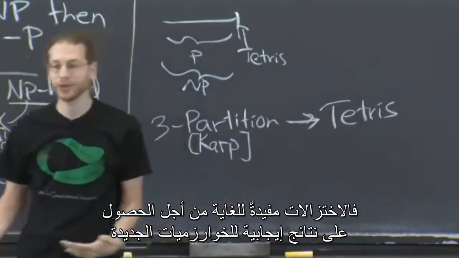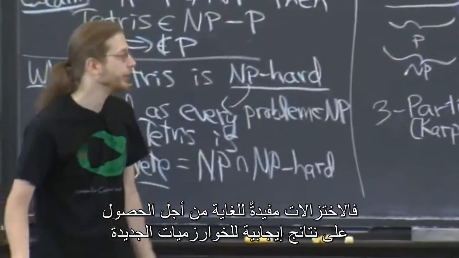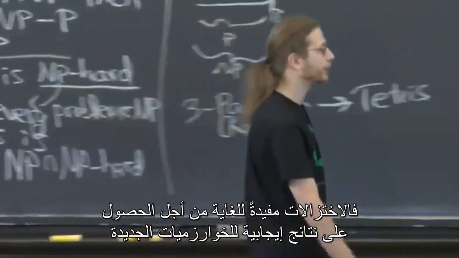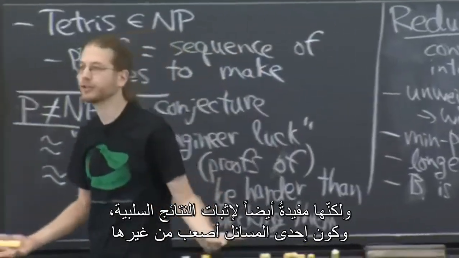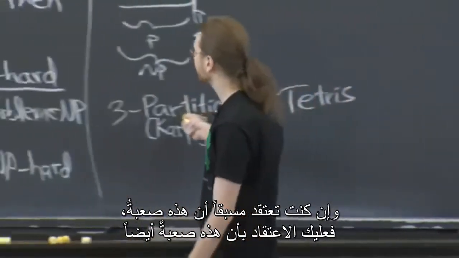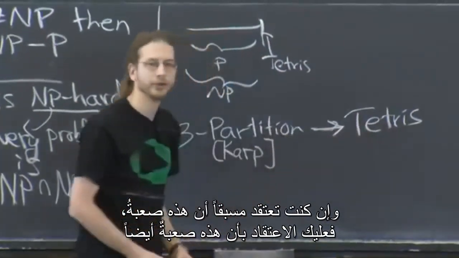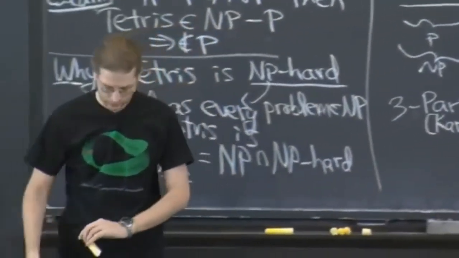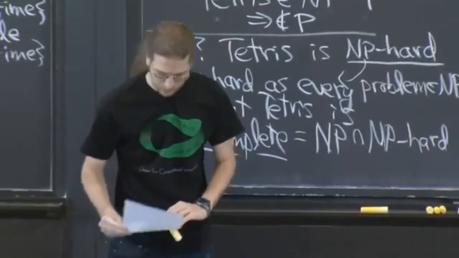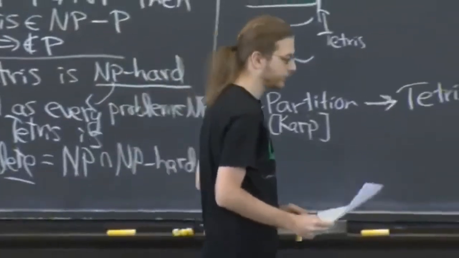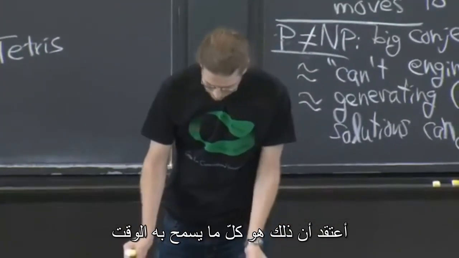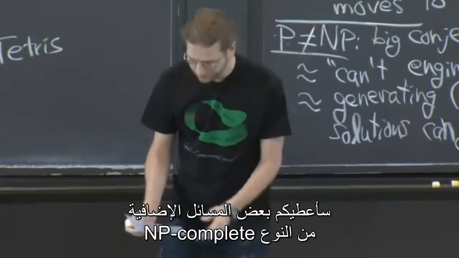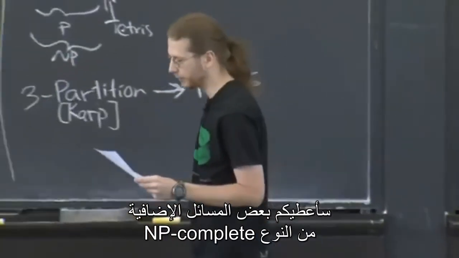So reductions are super useful for getting positive results, for making new algorithms, but also for proving negative results, showing that one problem is harder than another. And if you already believe this is hard, then you should believe this is hard. I think that's all I really have time for. I'll give you a couple more NP-complete problems, kind of fun.